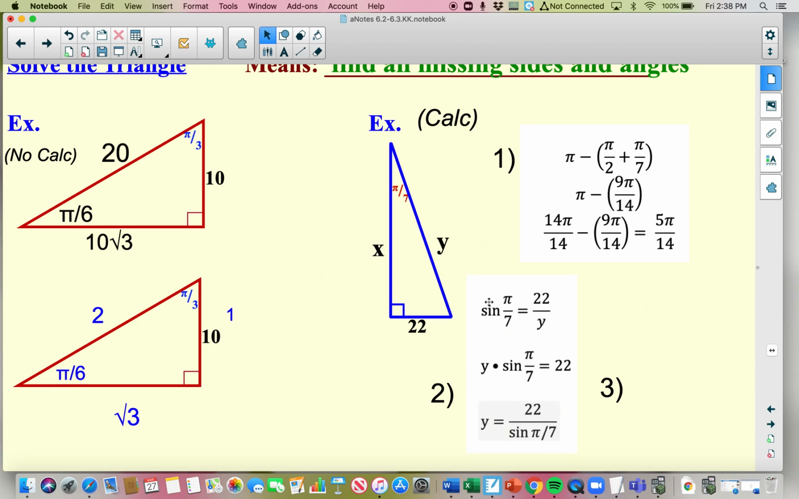I just set up sine to find y. So if I do sine of pi over 7, SOHCAHTOA tells me that sine is opposite 22 over hypotenuse y. Okay, now you want to make sure your calculator is in radian mode. So do check that and make sure you get the same answer as I do. So type in sine of pi over 7 in your calculator in radian mode. I multiplied the y over here, and then I divided by the sine of pi over 7. Okay, and that's going to give you your y value.